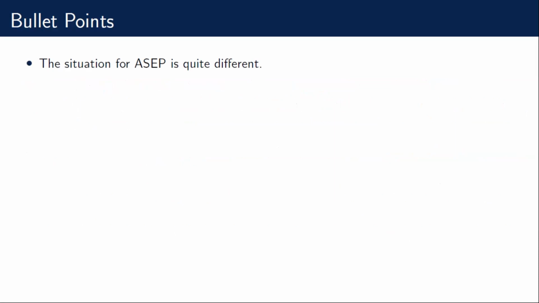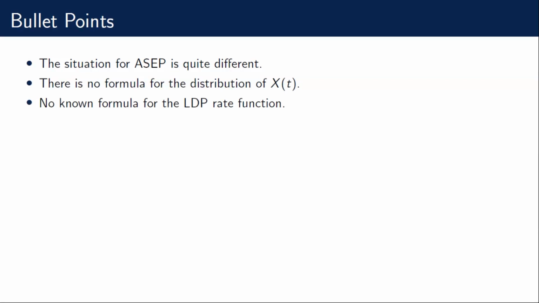The situation for ASEP is quite different. There is no formula for the distribution of xt, whereas for TASEP, we said the distribution was Poisson. Here you don't have a formula for the distribution. And there is no formula for the rate function either. There is no guess as to what the rate function is.